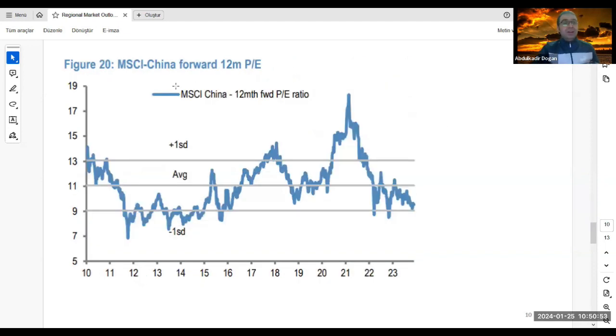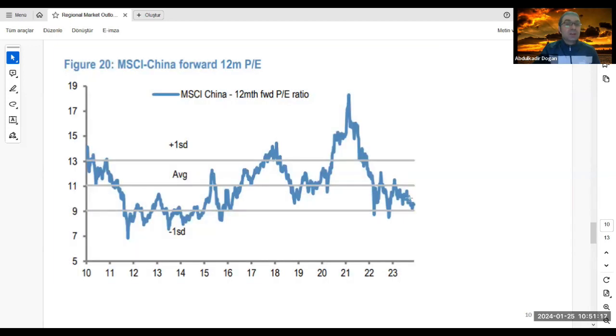Now one of the most important countries, as I said, MSCI China. China 12-month price earning ratio. What does the price earning ratio mean? It shows how cheap I am. If price earning is higher than average, I'm expensive. If price earning is less than the average, I'm cheap. Look at the average line. It is 11.